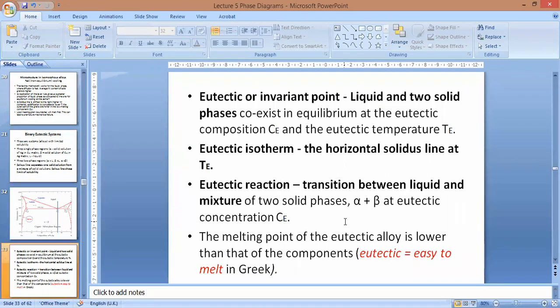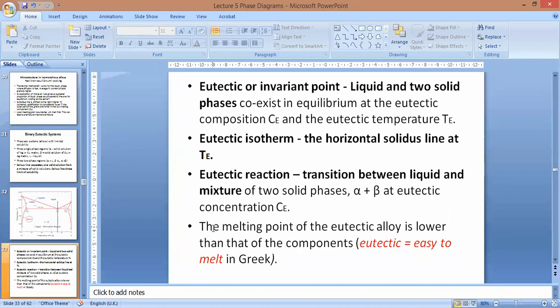It's a very interesting point. The melting point of the eutectic alloy is lower than that of the components. So eutectic simply means easy to melt. That's what it simply means.